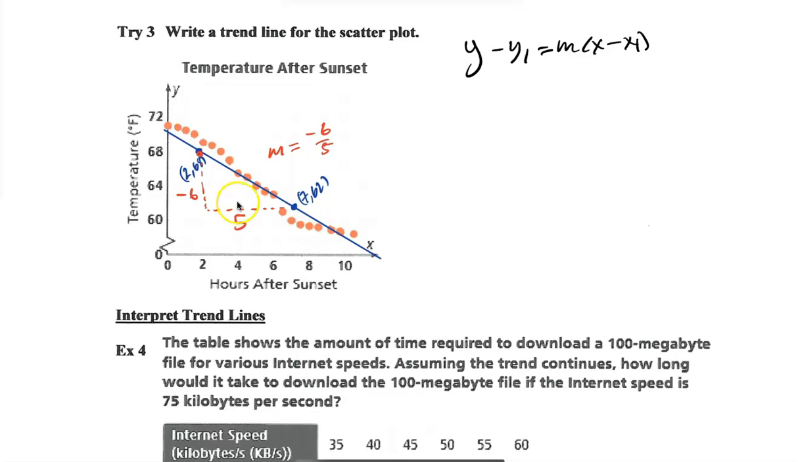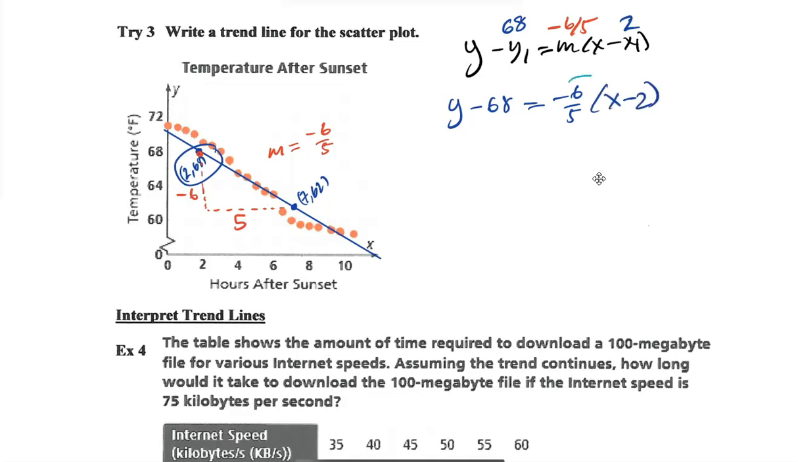So again, this time I use rise over run. Last time I used the equation for slope. Either way is fine. Once you find your 2 points, you can do any way you want. So this would be -6/5. I need a point. Let's use the first point. So 2 goes here, 68 goes there. We have y minus 68 equals -6/5 times x minus 2.